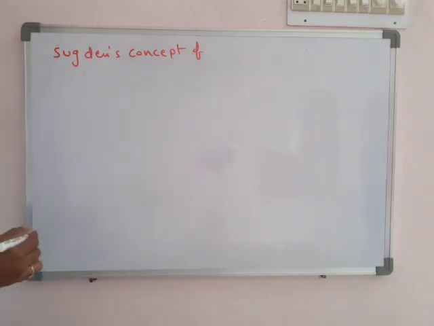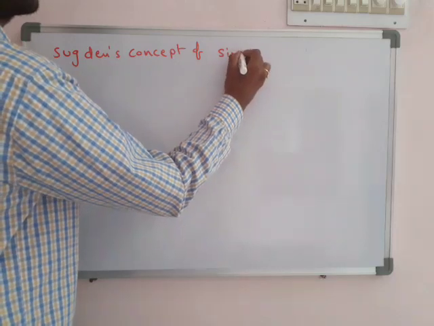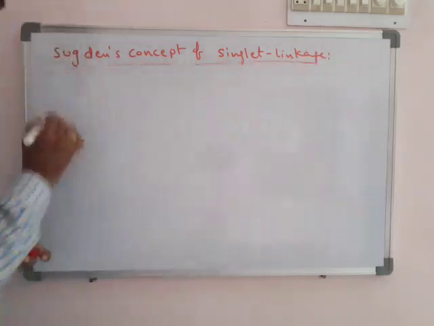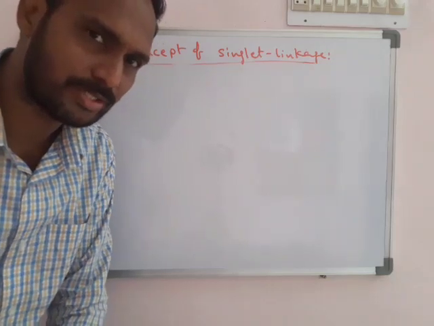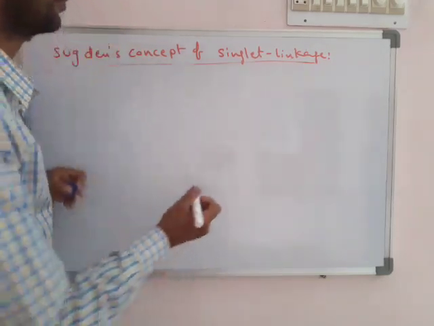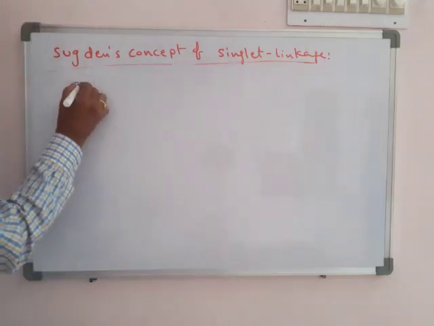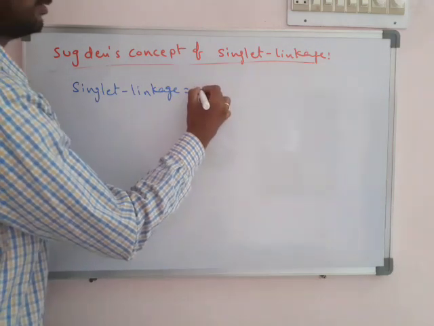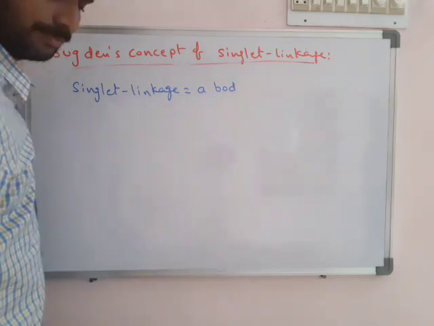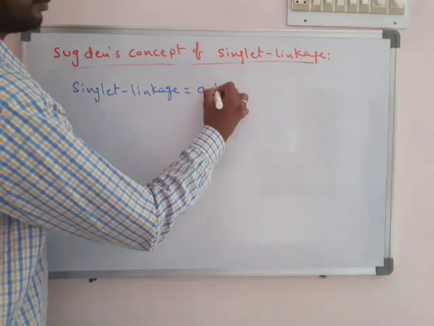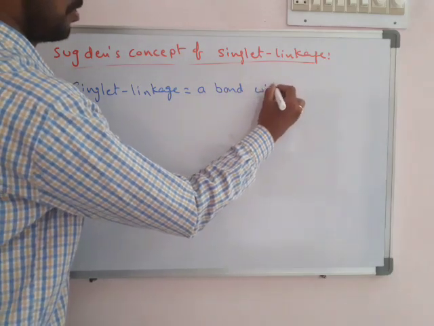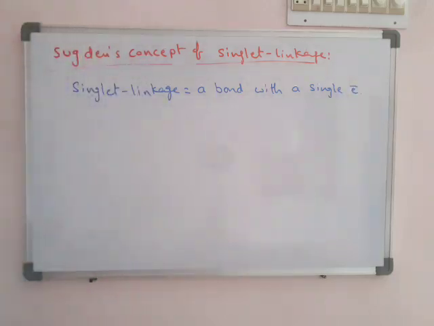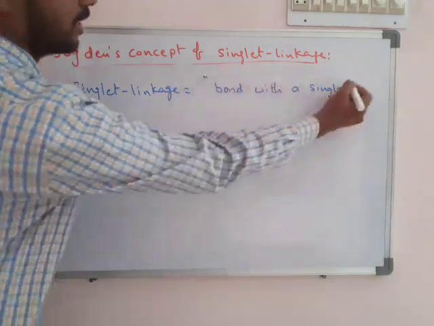Sugden's concept of a singlet linkage. Practically it is not possible; it is only the explanation given, but practically it is not at all possible. Singlet linkage is important. Singlet linkage means a bond with a single electron.